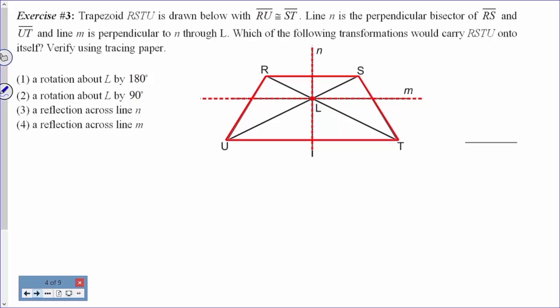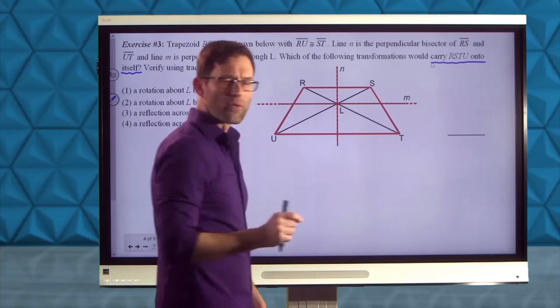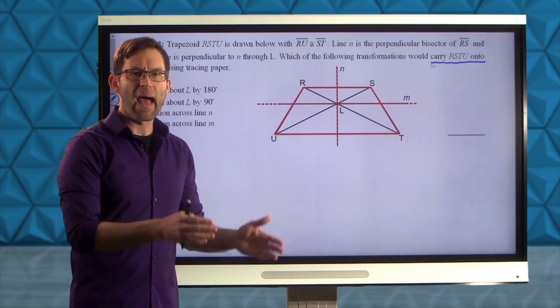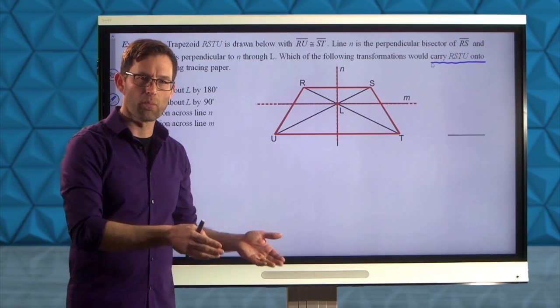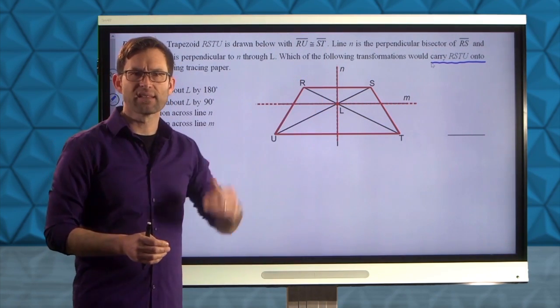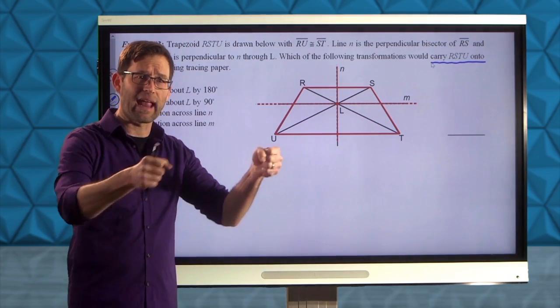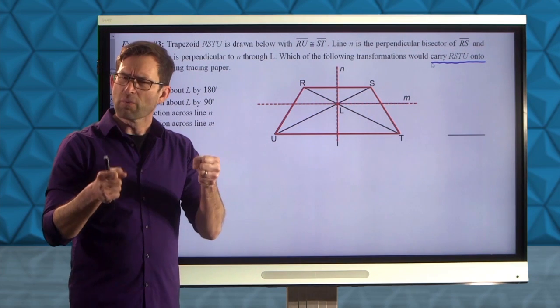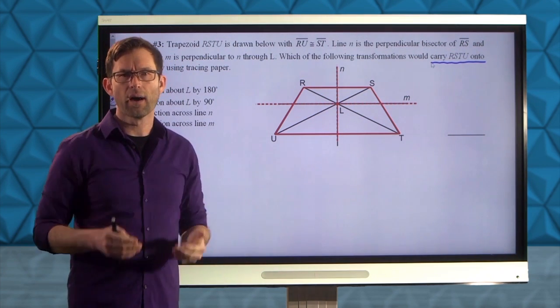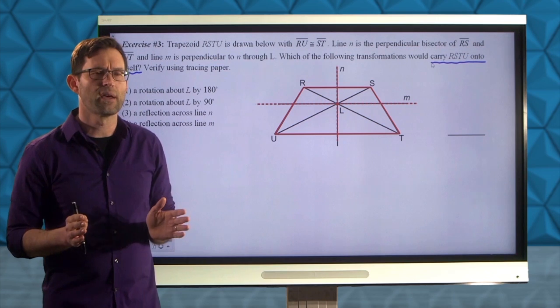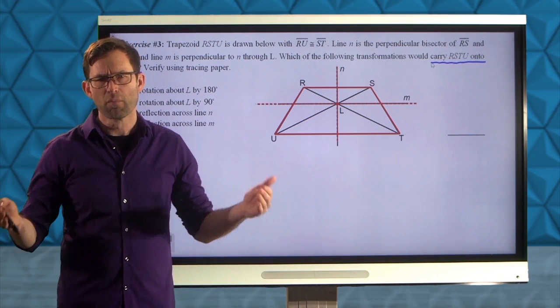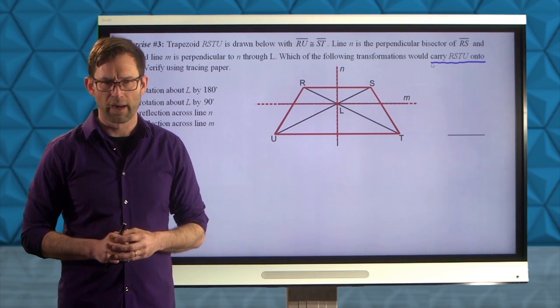Which of the following transformations would carry RSTU onto itself? Verify using tracing paper. And again, I just want to point out this phrasing because it's a little bit different. We've been using the terminology map. We're going to map this object somewhere else. Carry is the exact same idea as map. I like this piece of terminology. It's kind of like, okay, I grab the figure and I carry it somewhere, right? For some reason, the terminology carry an object onto itself is almost always used in the context of symmetries and not the more broad category of transformations or rigid body motions.